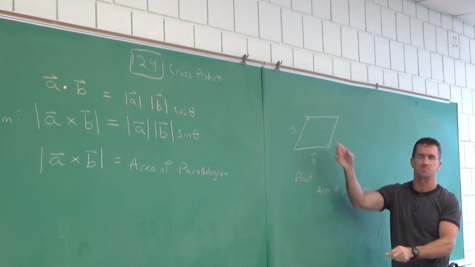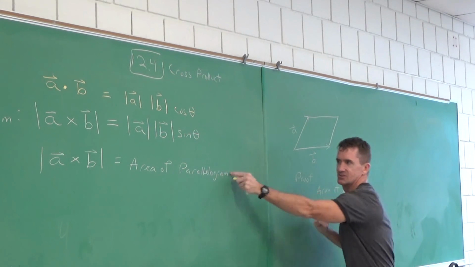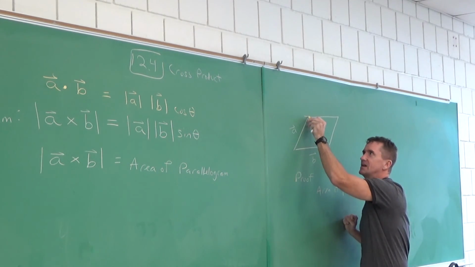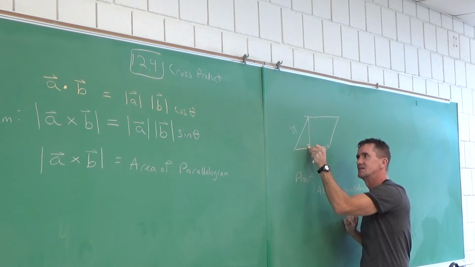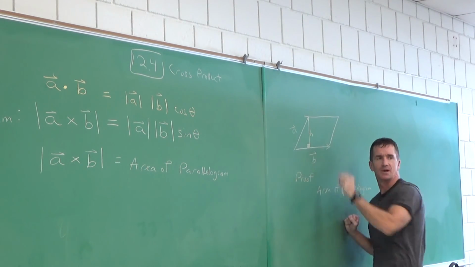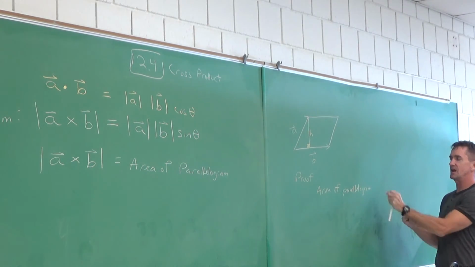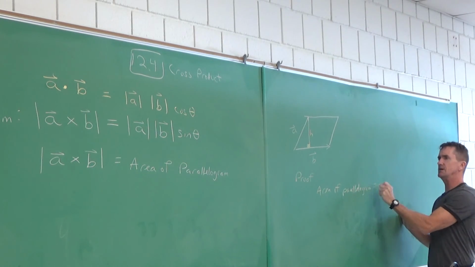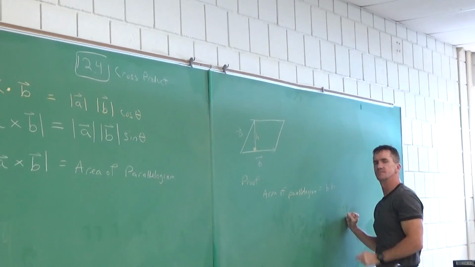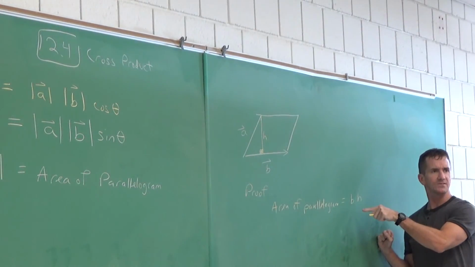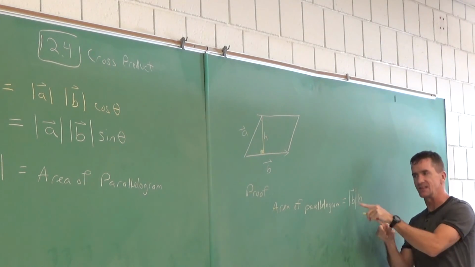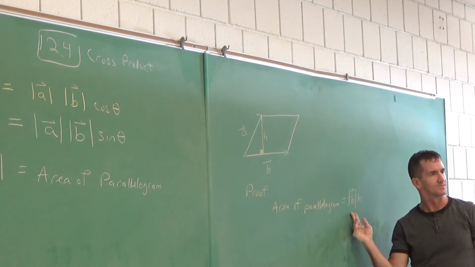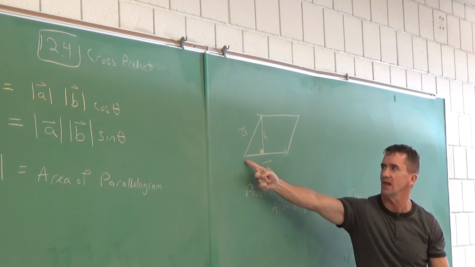So let's go in this picture. We're going to prove that this is actually true. Let's build a height right here. Just drop an altitude and make it 90 degrees. This is fun. It's a quick proof. There's my h. I'm going to start out with area of parallelogram equals b times h. But isn't b a vector? Yes, so I'm going to put a magnitude on that b, meaning the actual length of that vector.